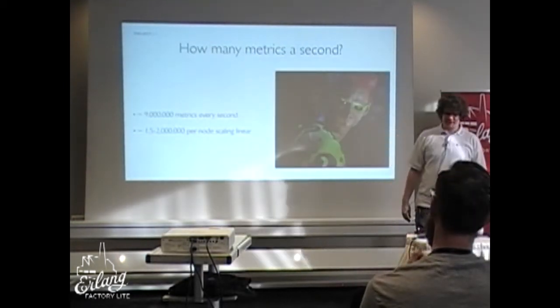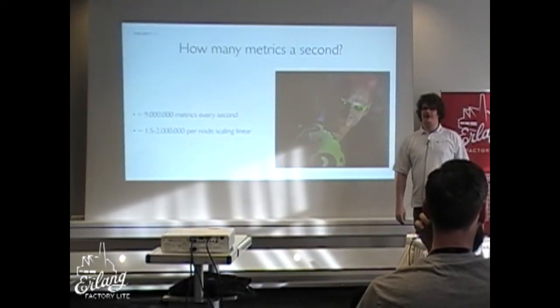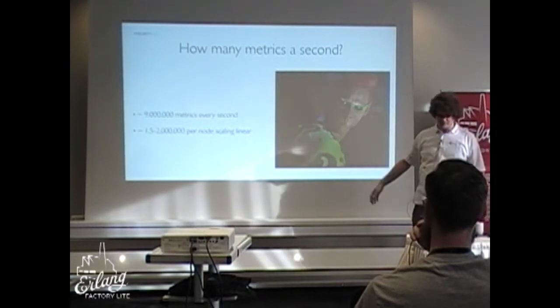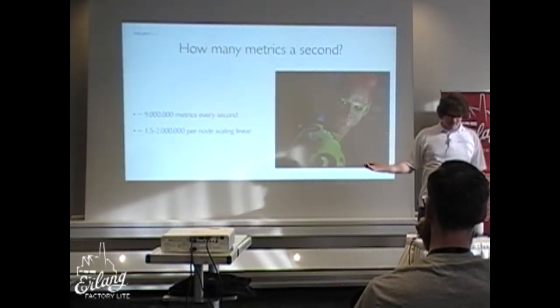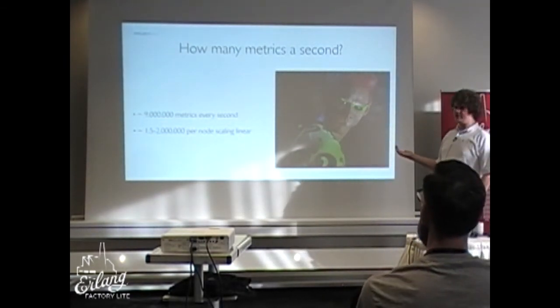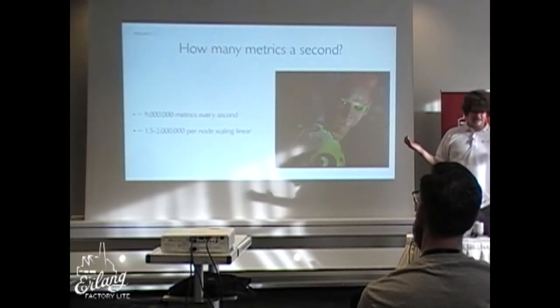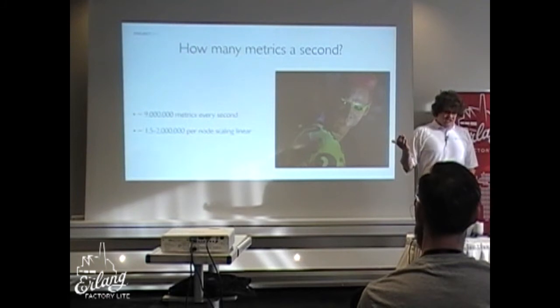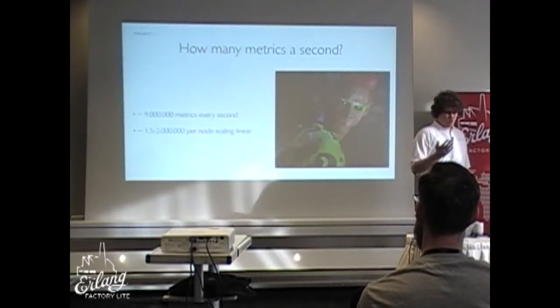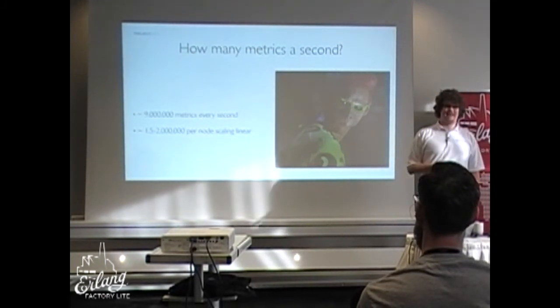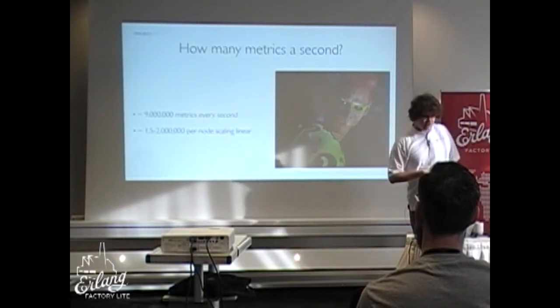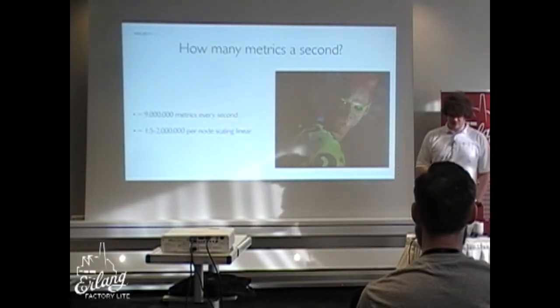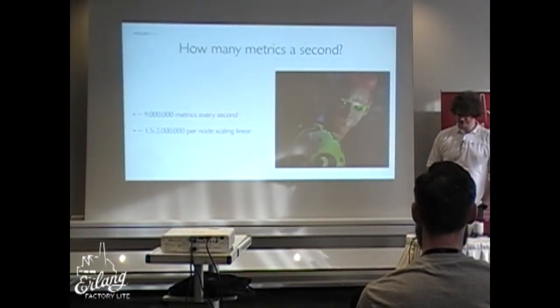So I want to answer the question on the benchmark. You all are horribly wrong, which I predicted. The 5 nodes do about 9 million metrics a second. On a single node, you get about 1.5 to 2 million a second. It scales linearly. Literally linearly.